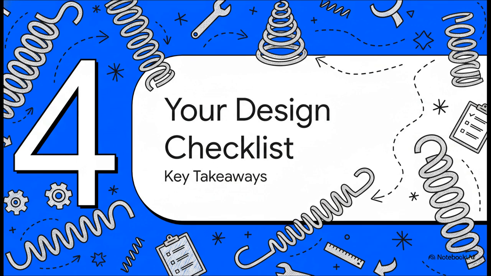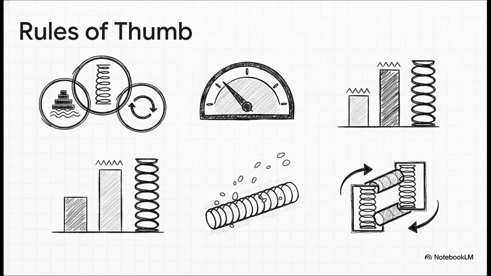Okay, wow, we have covered a ton of ground. So let's distill this all down. What are the key things you need to remember for your next design project? Here are your rules of thumb, your design checklist. Number 1, material. Match it to the environment and the life cycle. Number 2, aim for that spring index sweet spot between 6.5 and 10.